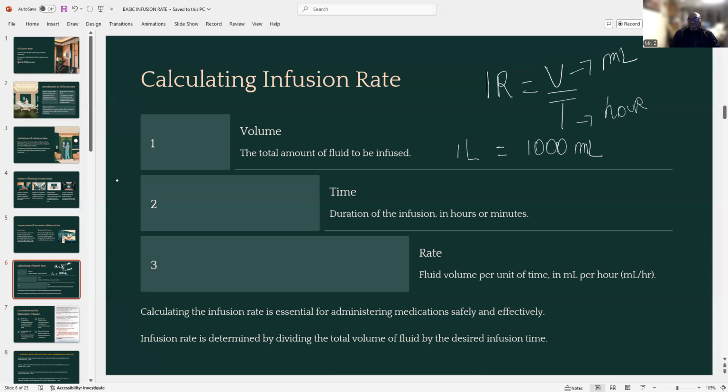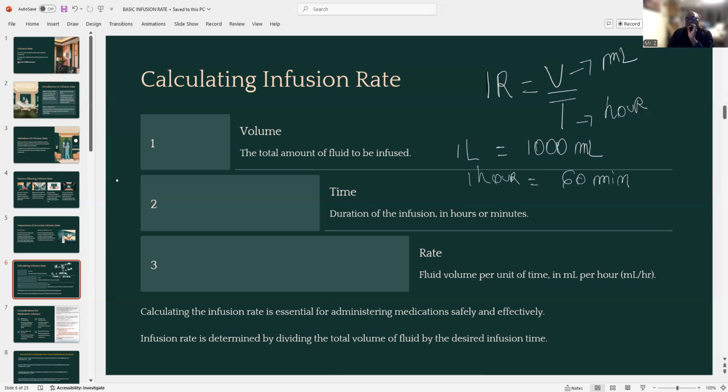You have to remember that 1 hour equals 60 minutes. It means when you have a liter, to make it milliliters, you have to multiply by 1,000. You need to write this down: 1 liter equals 1,000 milliliters. If you have 1 hour, you multiply that by 60 to get 60 minutes. Then if you have minutes and want to go to hours, you divide by 60.